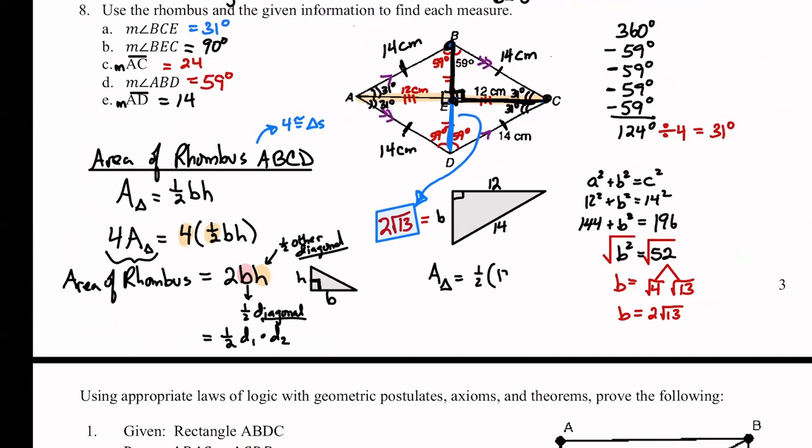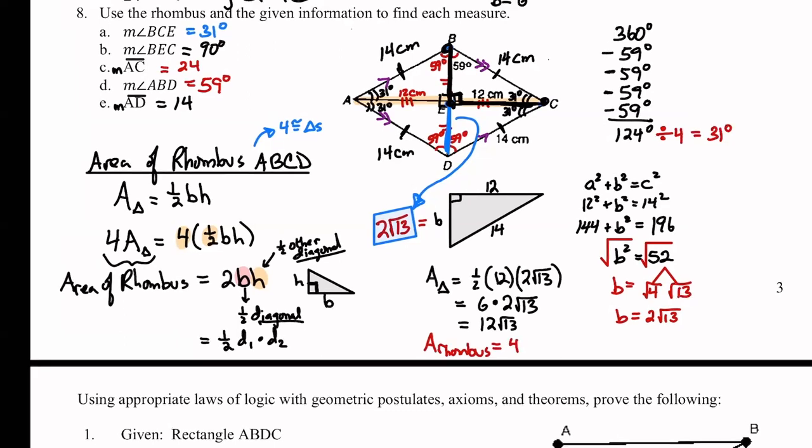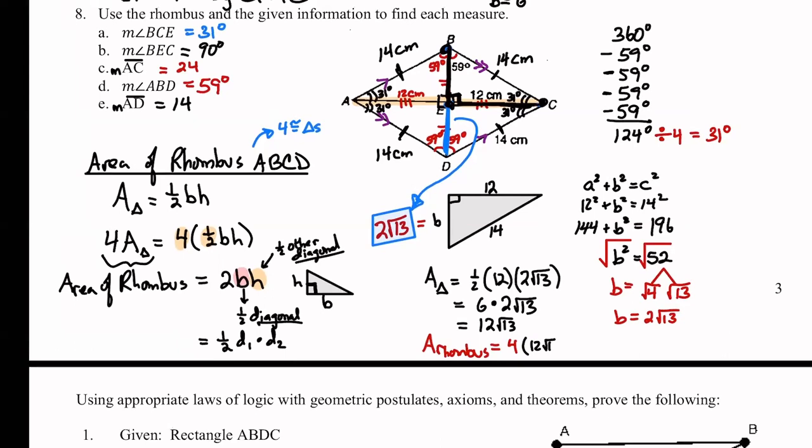1/2 of 12 times 2 radical 13, you get 6 times 2 radical 13, which is 12 radical 13. If I want to find the area of the rhombus, I would take that 12 radical 13 and multiply it by 4. And I would get 48 radical 13.